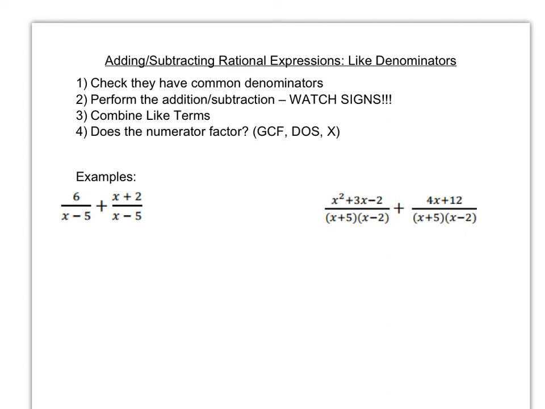Today we're going to look at adding and subtracting rational expressions, and we're going to start with adding and subtracting when I have like denominators. So you might remember when I was adding and subtracting regular fractions, you would have to have a common denominator. So I could add something like this and get 3/4, but if I had, say, 1 over 5 and 3 over 4, I would need to get a common denominator, in that case 20.